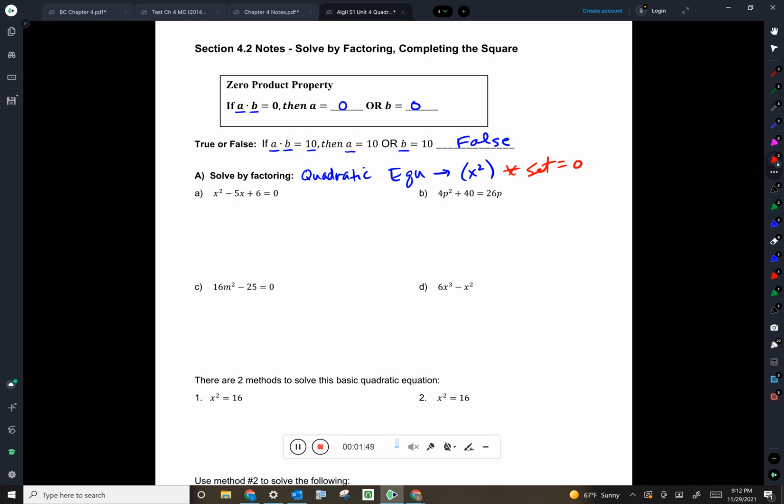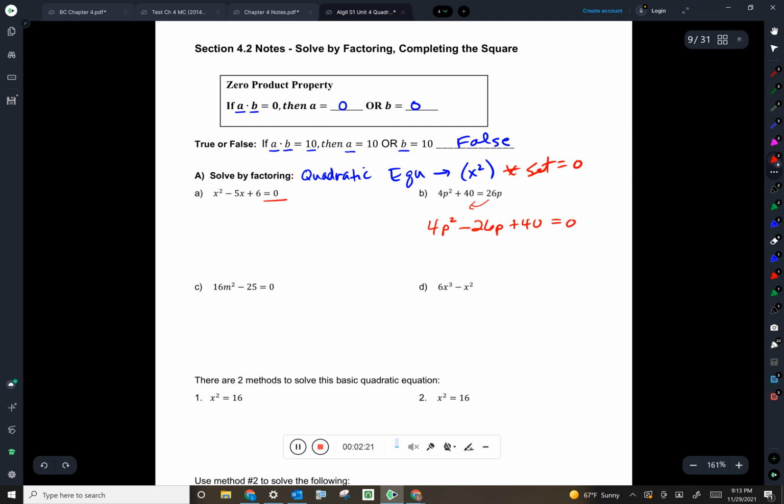When I look at letter A, notice I have x squared minus 5x plus 6, and it's already set equal to 0. So that's already done. But if I'm going to solve for b, I can't solve by factoring because this whole thing is not set equal to 0. So the first thing I'm going to have to do is subtract that 26p. So I've got the 4p squared, and when I subtract the 26p, I'm going to put it right here in the middle, and then I still have the plus 40. And now I've set it equal to 0.